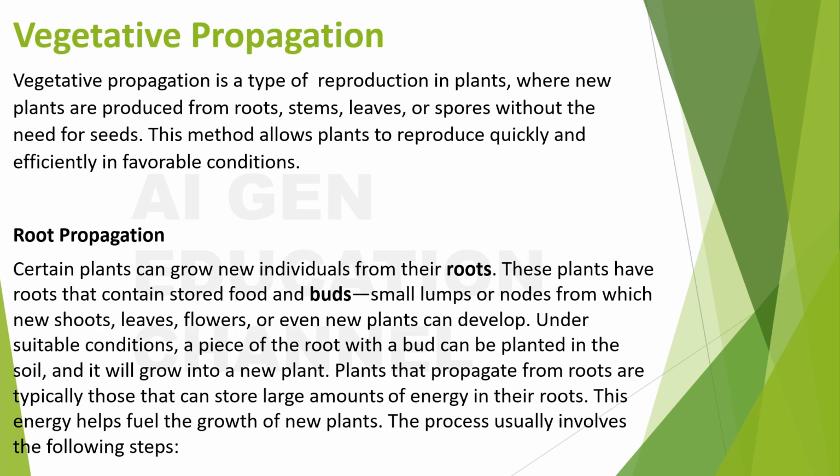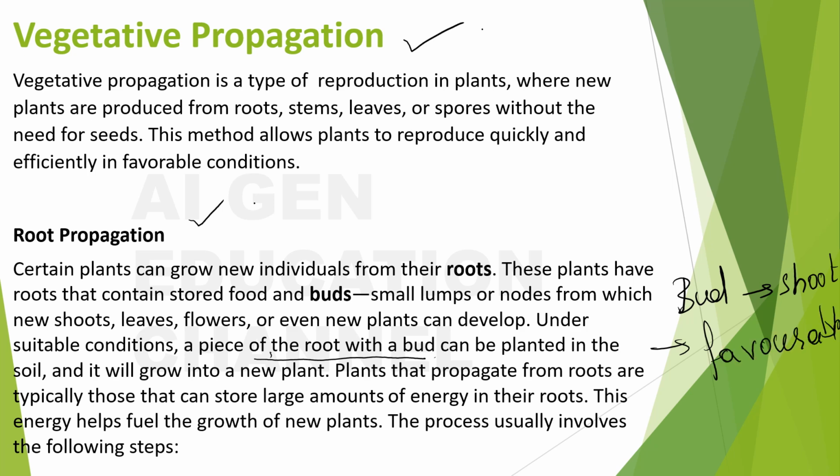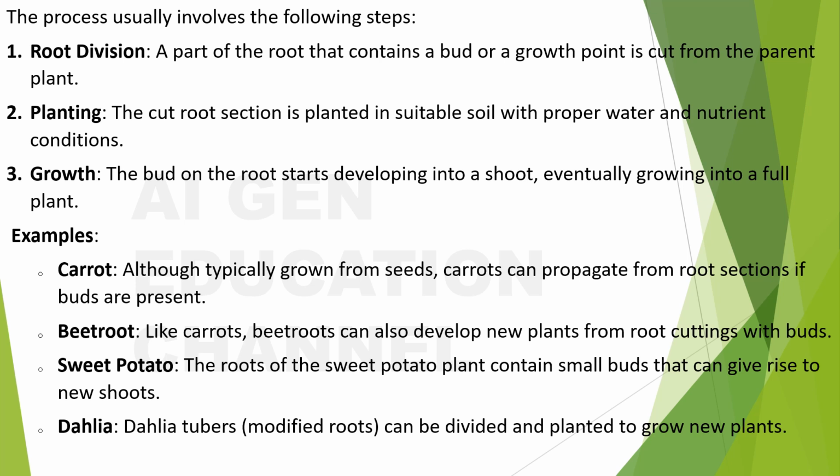Next, vegetative propagation, right? In the last video we have seen about vegetative propagation, about the root propagation, and here what you should do, you should cut the piece of the root along with the bud. From the bud you get the shoot. Next, when given favorable conditions, you will get a new plant, right? Okay. What are the examples? Carrot, beetroot, sweet potato and dahlia.